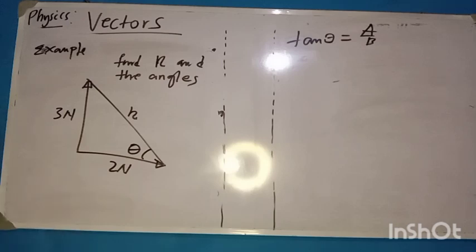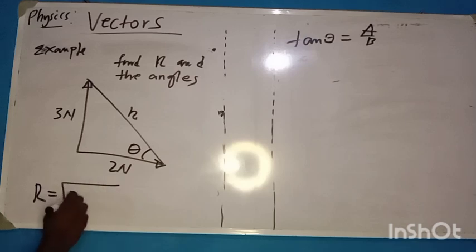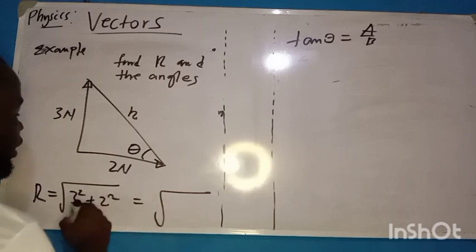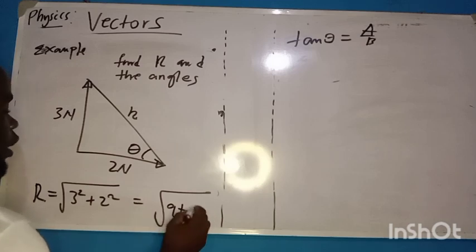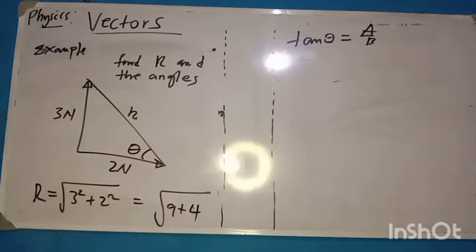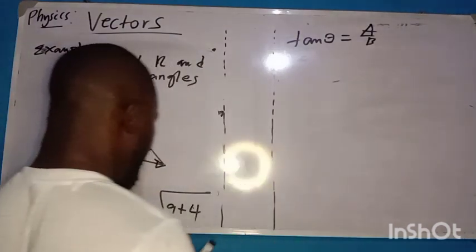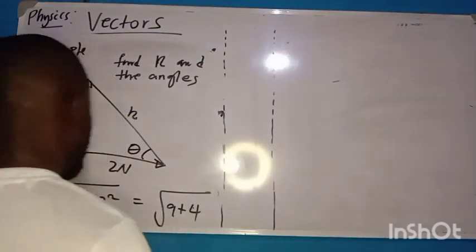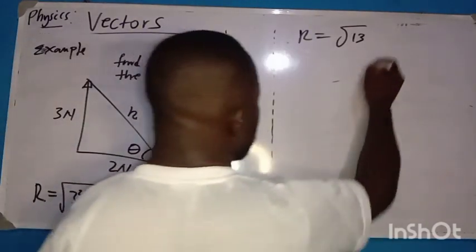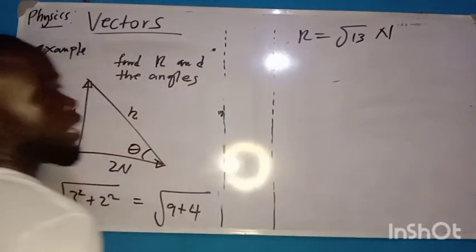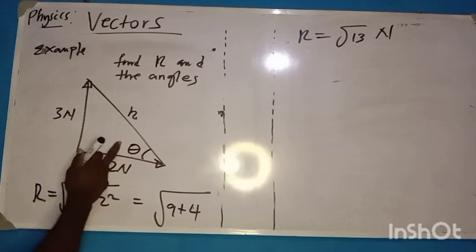You already know what to do now. From here, you can just say that the resultant vector is going to be the square root of 3 square plus 2 square, right? And that's going to give us the square root of 9 plus 4, which is 13. So the resultant vector is going to be the square root of 13. You find the answer in Newton, right? That is the resultant vector.